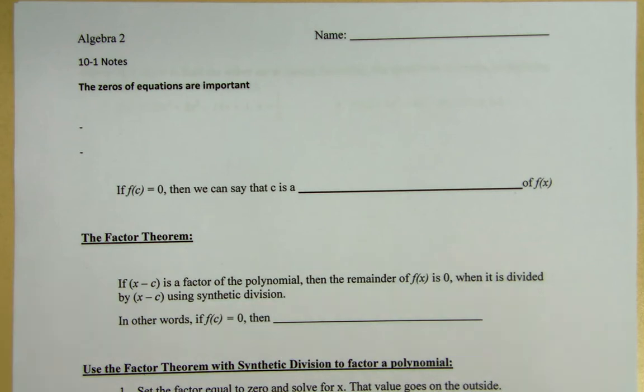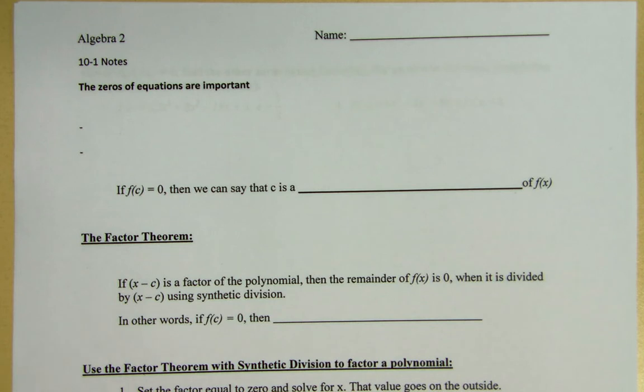In Chapter 10, we're going to talk about polynomial functions throughout the chapter and kind of things that go along with those, solving them, graphing them, and specifically in this lesson, you're going to learn about the zeros. And the zeros are really important. We've talked about these in Algebra 1 before, and we've talked about them this year.